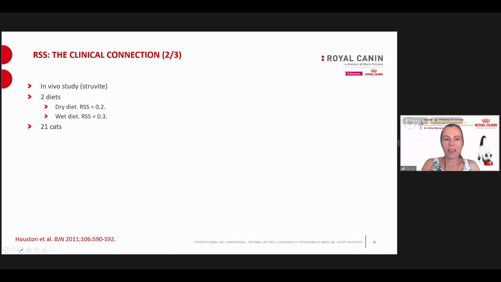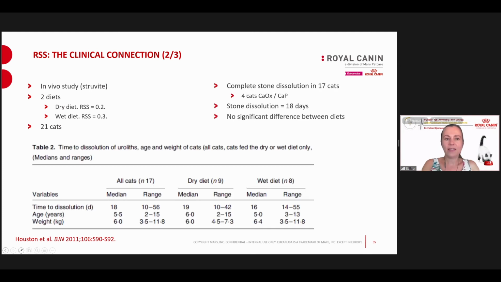And I'm presenting here another clinical connection slide to you. This is actually an in vivo study performed in 21 cats. And these cats were fed two diets, one diet with an RSS value of 0.2 and the other diet an RSS value of 0.3. And complete stone dissolution happened in 17 out of 21 cats in this study. The 4 other cats underwent surgery and their stone results came back as not being struvite. They had calcium oxalate or calcium phosphate stones. And the average time for stone dissolution was 18 days. So this is something I really want to focus on with you right now.